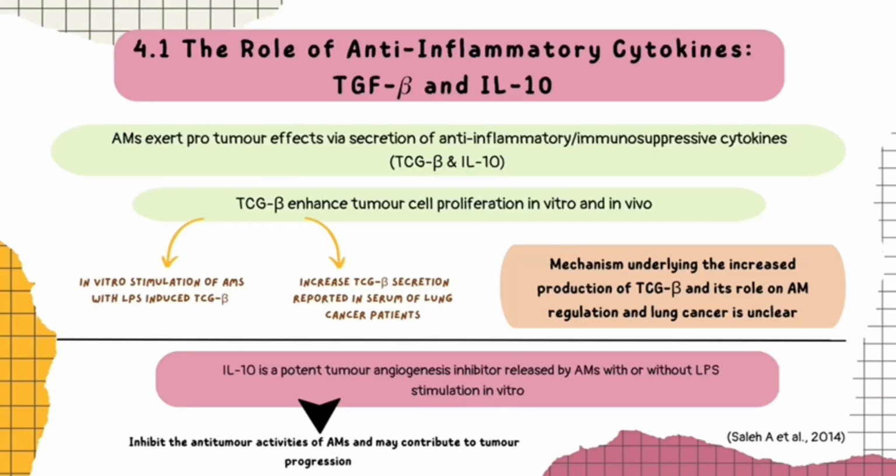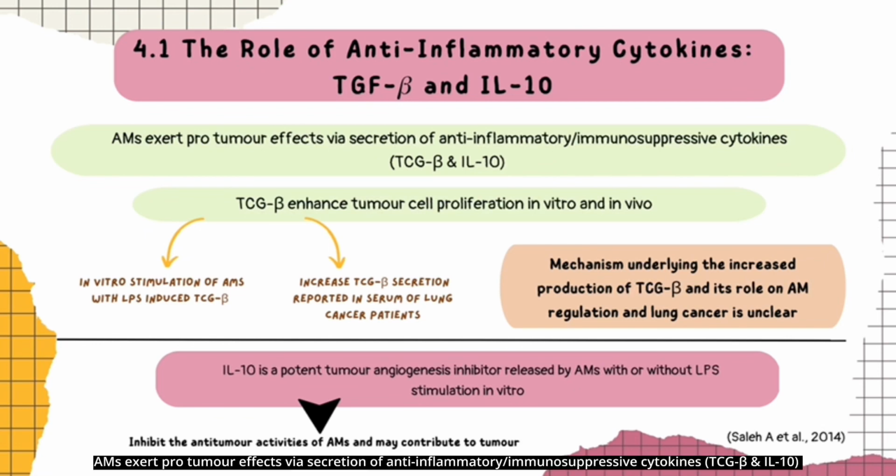The role of anti-inflammatory cytokines TGF-beta and IL-10. Alveolar macrophages exert pro-tumor effects via secretion of anti-inflammatory immunosuppressive cytokines. And TGF-beta will enhance tumor cell proliferation in vitro and also in vivo. IL-10 is a potent tumor angiogenesis inhibitor which is released by alveolar macrophages with or without LPS stimulation in vitro, and it inhibits the anti-tumor activities of alveolar macrophages, which may contribute to tumor progression.